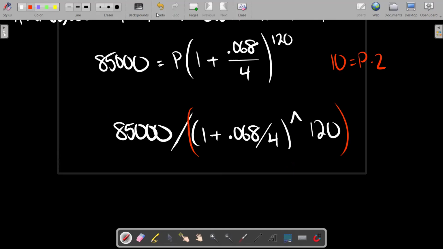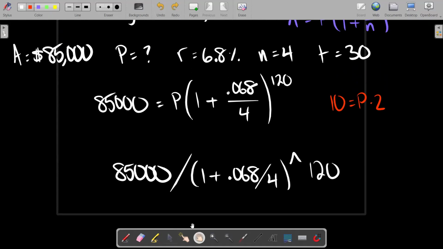You do need those white parentheses, though, of course, right? Without those, you're cooked, as they say. So we're going to go 85,000, hit divided by, open parenthesis, 1 plus 0.068 divided by 4, close parenthesis, to the power of 120. Before you hit enter, let's just think for a second about what kind of answers would be not stupid. Tell me ballpark. Not even being at expert level yet, what do you think the answer might be? Give me just a ballpark.